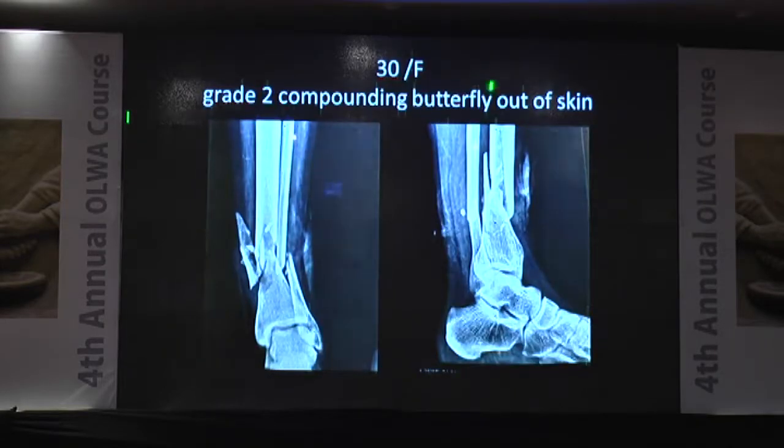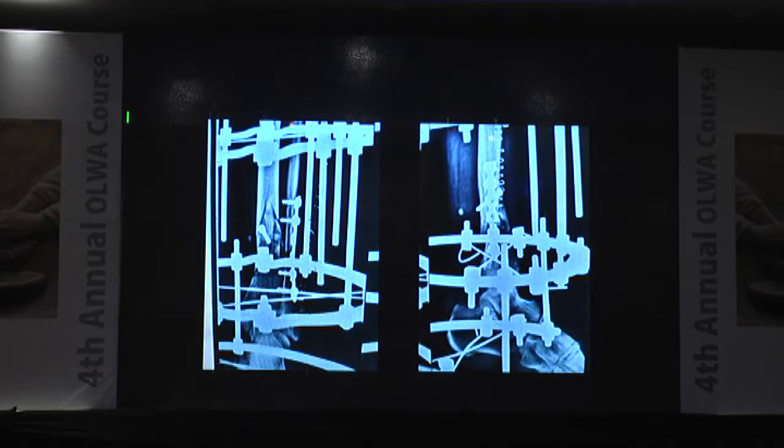Now, this is a 30 female. There's a grade 2 compound fracture, and this butterfly is out of the skin. So what we did was put this back in, put a small interfrac screw. We did a fibula plating. This gap was packed with bone grafts through the compounding injury, and we did an Ilizarov fixation. So this is how we went about it.